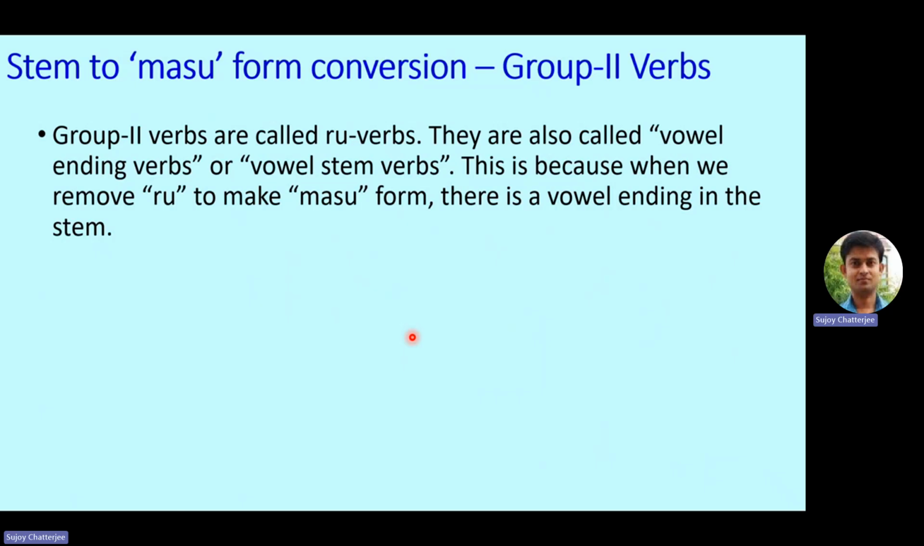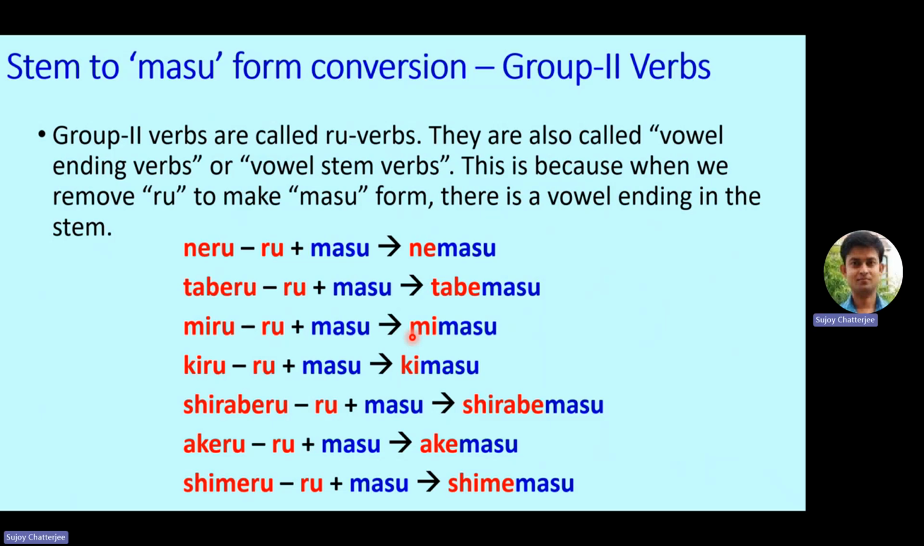For example, take the case of miru. If we remove ru, then what is the remaining stem? Mi. And in mi, we have a vowel i at the end. Another example, let's take neru. If we remove ru, then there is ne. That means we have e at the end, which is a vowel. So that's why this is a vowel stem verb or vowel ending verb. Similarly for taberu, if we remove ru, it becomes tabe. So the ending is e, it is a vowel. So that's why group 2 verbs are all vowel stem verbs.